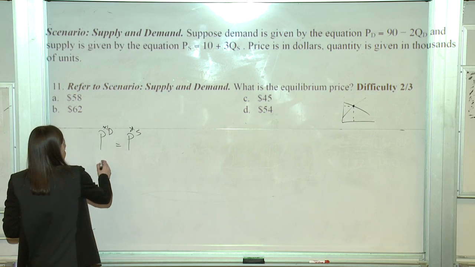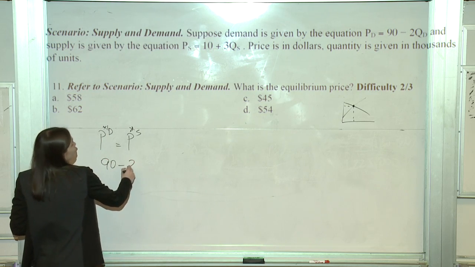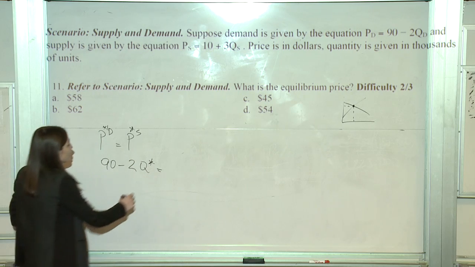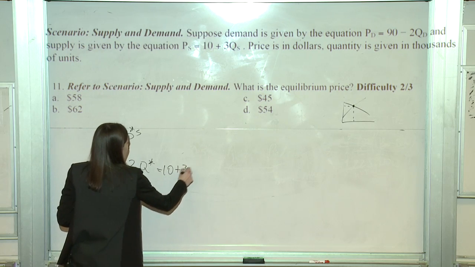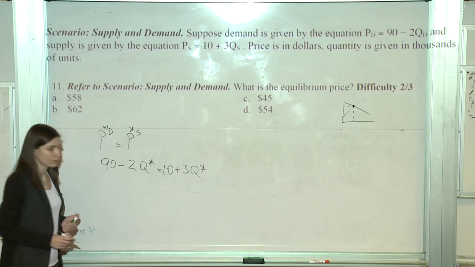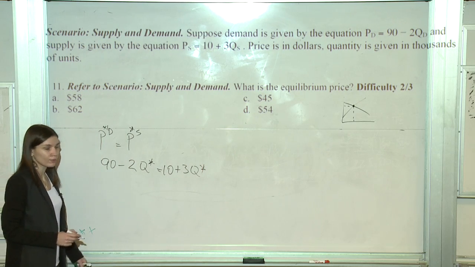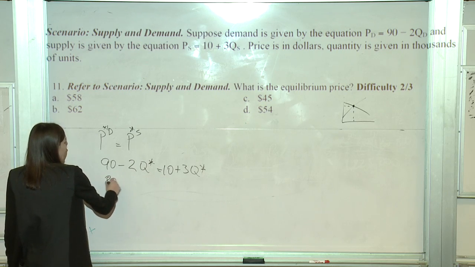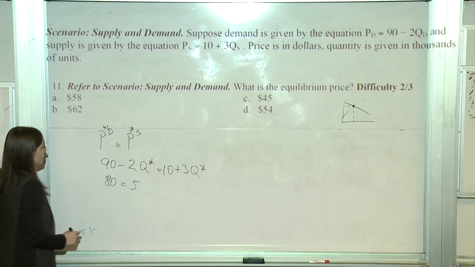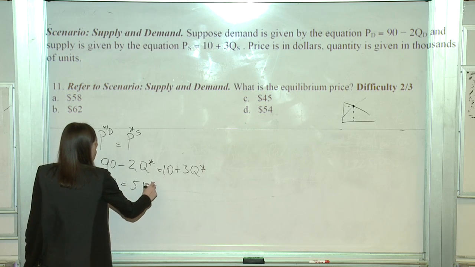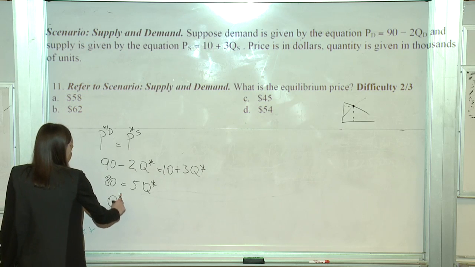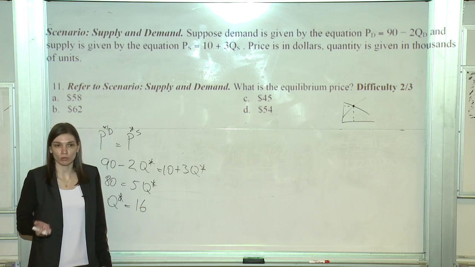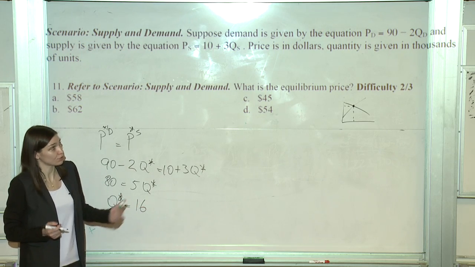So I just get 90 minus 2Q, and I'll name this Q star, is going to be equal to 10 plus 3Q star. So now I just have one equation, one unknown. I'm solving for Q star. What is it? 80 equals 5Q star, or Q star equals 16. Okay, so I know the equilibrium quantity is 16,000 units.